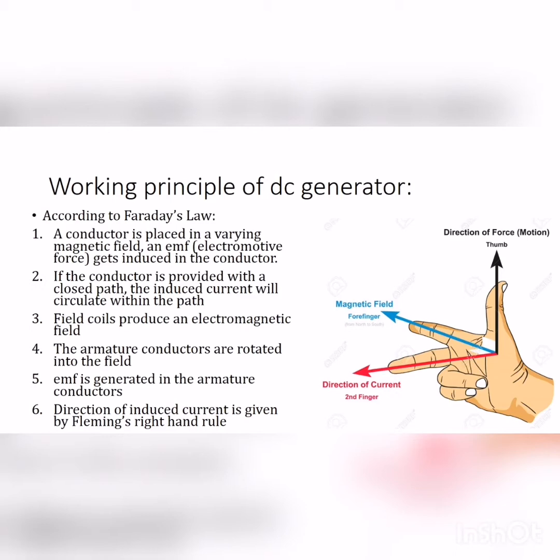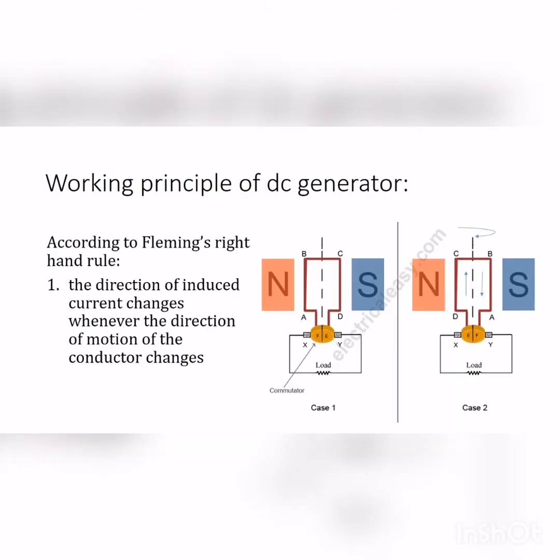In a DC generator, field coils produce an electromagnetic field and the armature conductors are rotated in the field. Thus, an electromagnetically induced EMF is generated in the armature conductors. The direction of induced current is given by Fleming's right-hand rule. The thumb represents the direction of motion, the forefinger represents the magnetic field, and the second finger represents the direction of current. According to Fleming's right-hand rule, the direction of induced current changes whenever the direction of motion of the conductor changes.